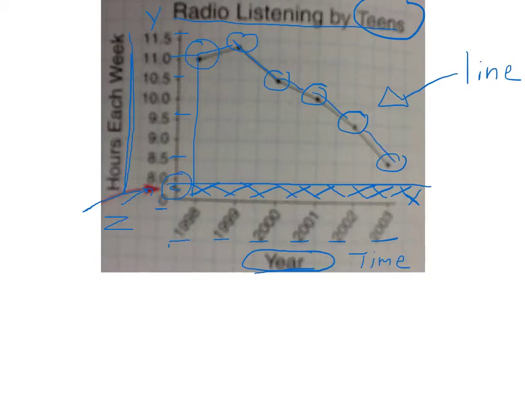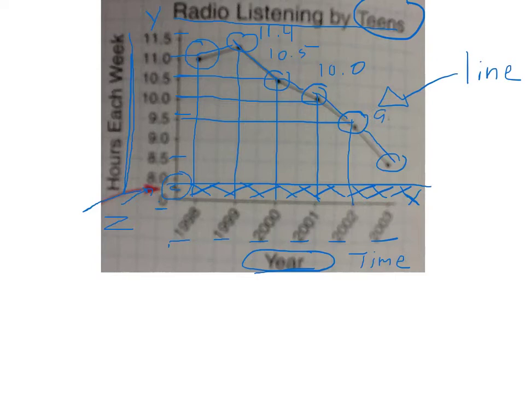And so in our information, we found in 1999, about 11.4 hours was spent listening to the radio, and in the year 2000, about 10.5. In the year 2001, 10.0. In the year 2002, 9.5. And then in the year 2003, 8.5. So earlier on in the class, we were talking about upwards trends and downwards trends.